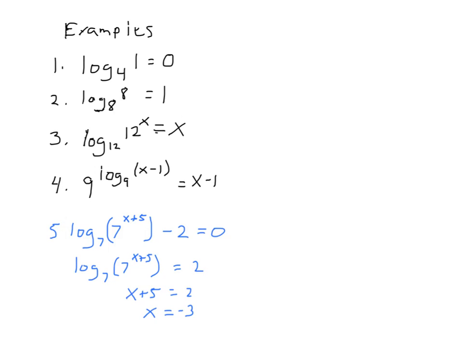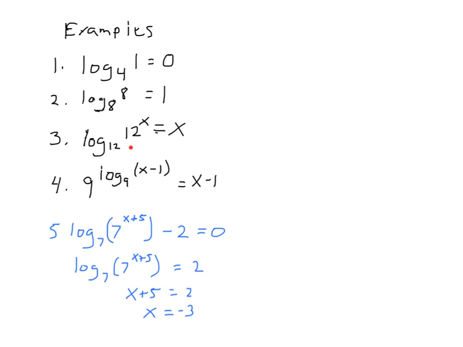In the first example, I have log base 4 of 1. Well, anytime I see a log of 1, it doesn't matter what the base is, automatically that is 0. Same thing here. When I see a log base 8 of 8, anytime this base matches exactly the number that's inside of the log, that is always going to be 1. So I know those from properties 1 and 2.